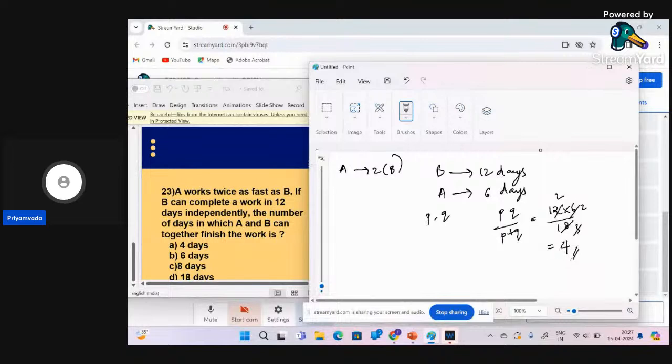I hope it is clear for everyone. I'll explain it to you once again. A works twice as fast as B means the number of days that A takes than B would be half. If, for example, I said that A works thrice as fast as B, and B takes 12 days to finish, then the number of days that A would take to complete that work will be 12 by 3, that is 4 days. But in this case, they have given that A works twice as fast as B, right? So we'll be taking half the value and we'll be getting PQ by P plus Q, that is 12 into 6 by 12 plus 6, and the answer is 4.